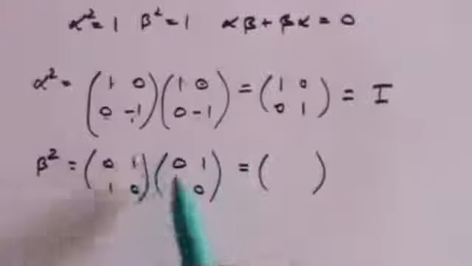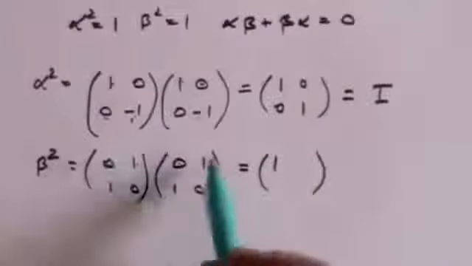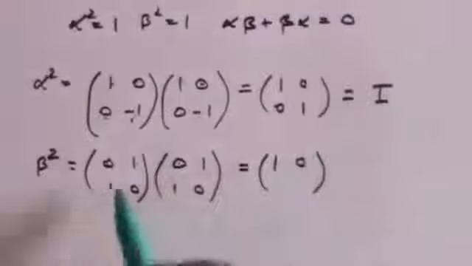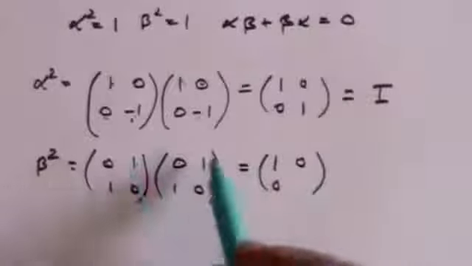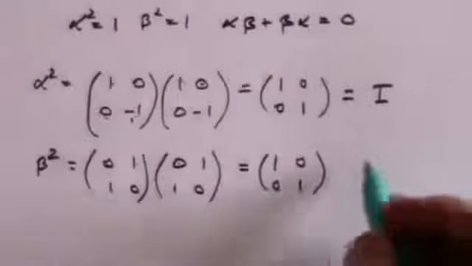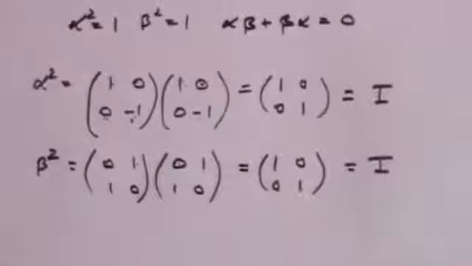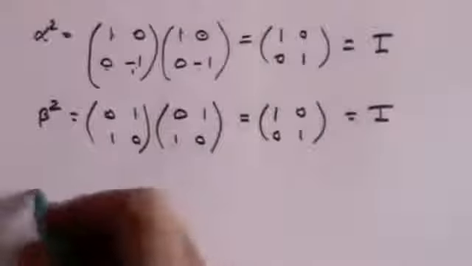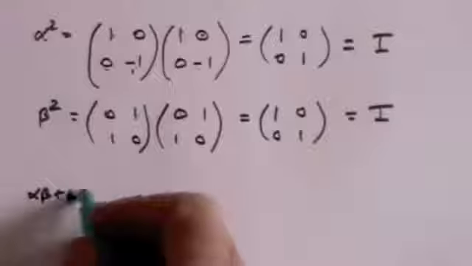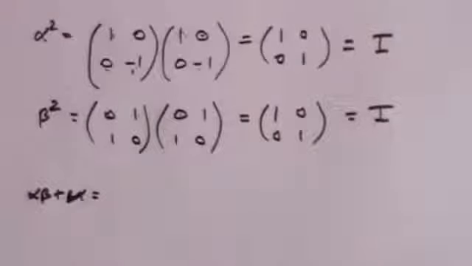0 times 0 plus 1 times 1 is 1. 0 times 1 plus 1 times 0 is 0. 1 times 0 plus 0 times 1 is 0. 1 times 1 plus 0 times 0 is 1. That is the identity operator I. Beta squared does indeed equal 1. Thank goodness for that. Now we have to show that alpha beta plus beta alpha is equal to 0.